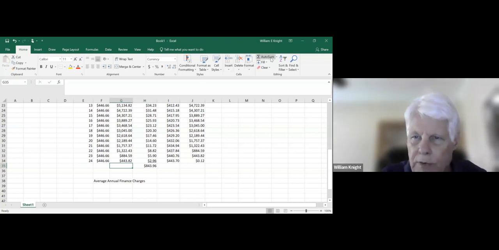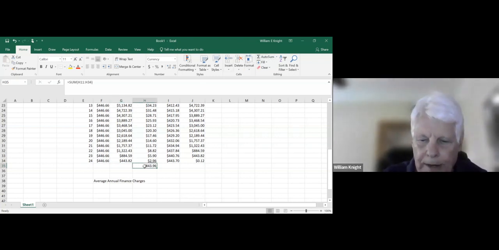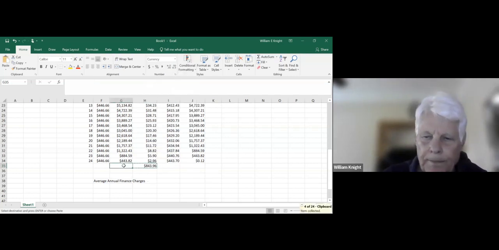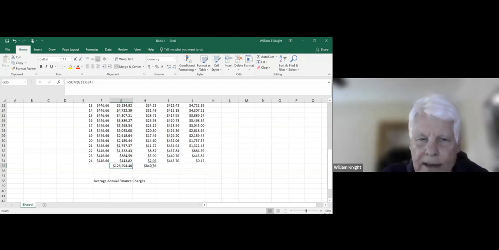Now we could go up here and do this again, or we can just simply copy this formula over to here, because this formula is saying take the sum of the 24 cells directly above me. And when we copy that to here, that's what this cell is saying too. Take the average of the 24 cells directly above me. I mean the sum, not the average. I'm sorry, the sum of the 24 cells directly above me.